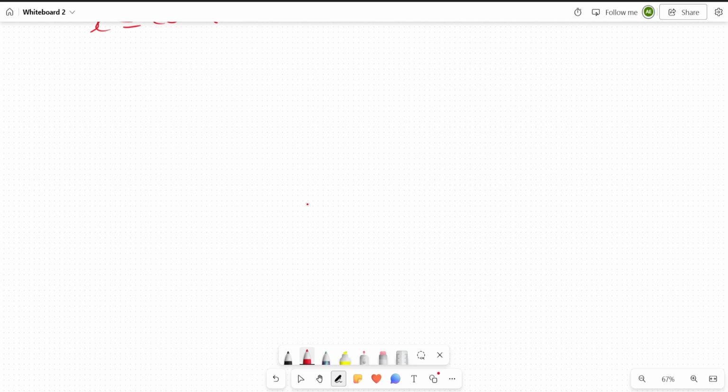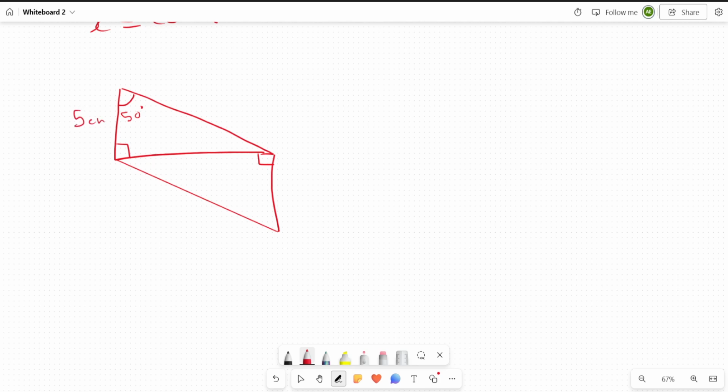Let's take another example. Let's say I have this combination of triangles. I have two right angle triangles. This is the first one, and this is the second one. Okay, this is a right angle and this is a right angle. I have this angle as 50 degrees. I have this side as 5 centimeters. I have this angle as 38 degrees, and I want this side.